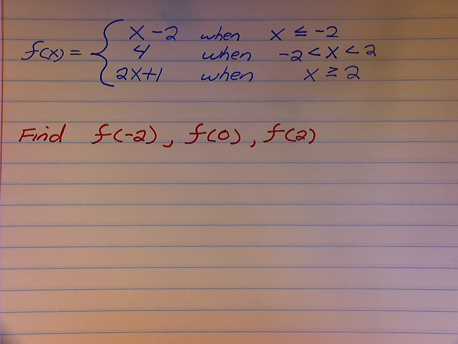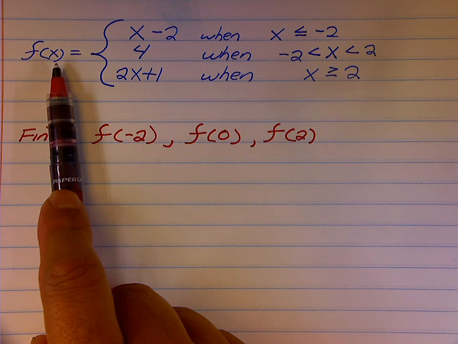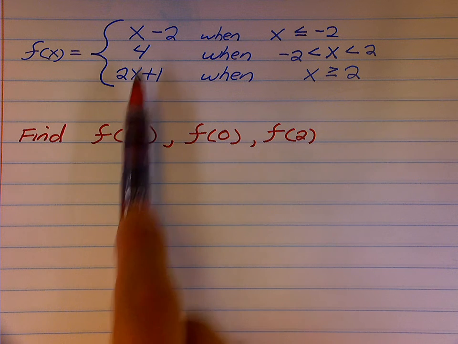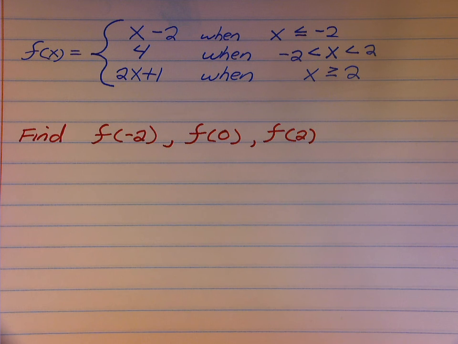Today I'm going to use a piecewise function to find the following values. An important thing to remember about a piecewise function: it's a function, which means there's only one output, but that output will come from a set of different equations. So we have to first choose which equation we're going to use, because a function only has one output.